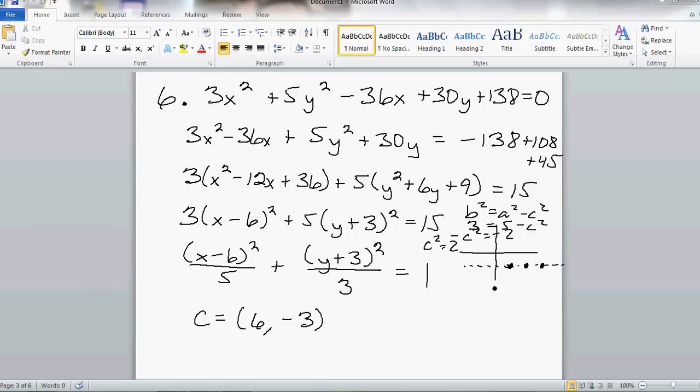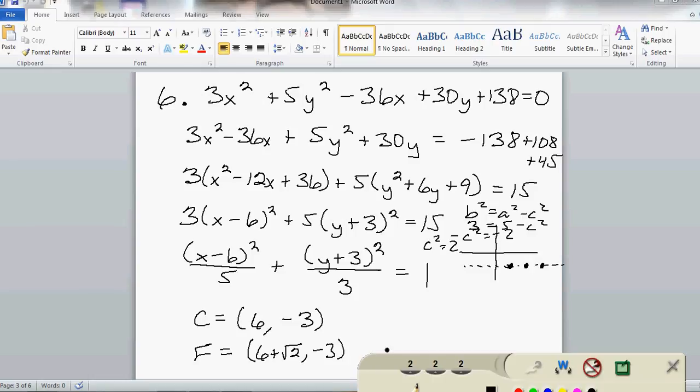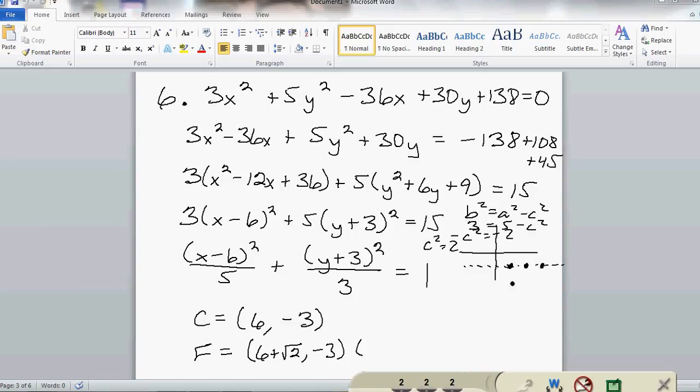Now this is where it's not quite so simple, because these are the foci. I'm here at 6 and I'm going to add square root of 2, so my focus will be at 6 plus root 2, but it's still going to be at negative 3. And then it's also going to start here, but go back root 2, so it's going to be 6 minus root 2.